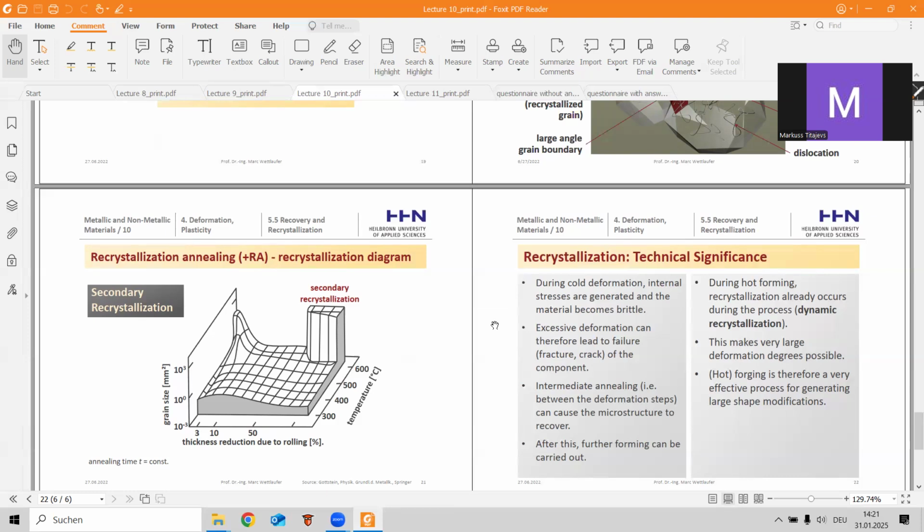During hot forming, recrystallization already occurs as a process. This is dynamic recrystallization, which makes very large degrees of deformation possible. Hot forming is therefore a very effective process for generating large shape modifications.